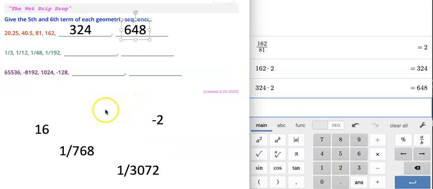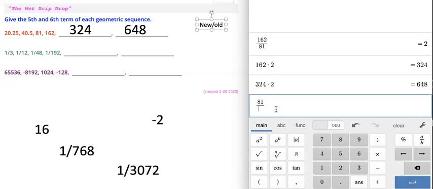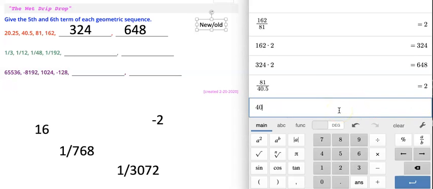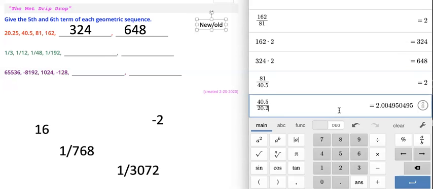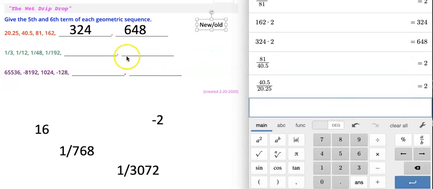Again, how did I do that? You want to take a new value divided by an old value. New divided by old is the best way to find the common factor or the common ratio. So all I'm doing is taking the fourth divided by the third. I would have done the same thing if I took 81 divided by 40.5, a 2, or 40.5 divided by 20.25, a 2. So once you find that common factor, you apply it to the fourth term to get the fifth, and then you apply it to the fifth to get the sixth.